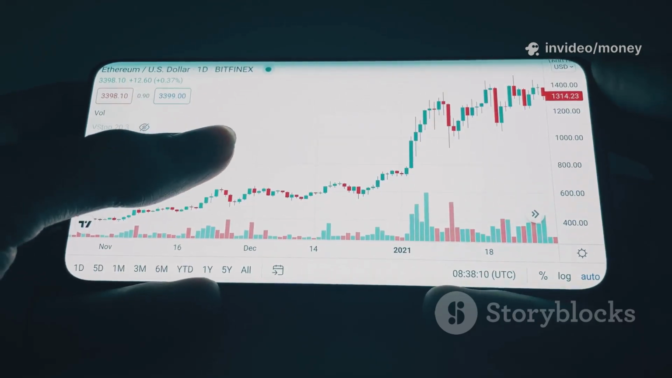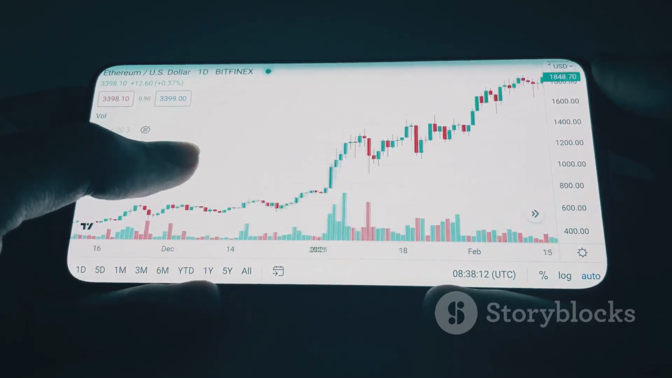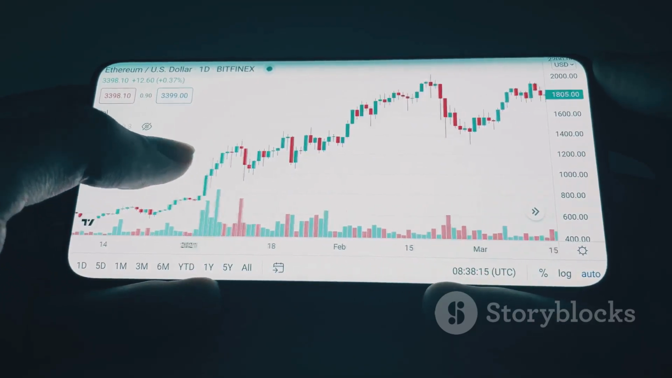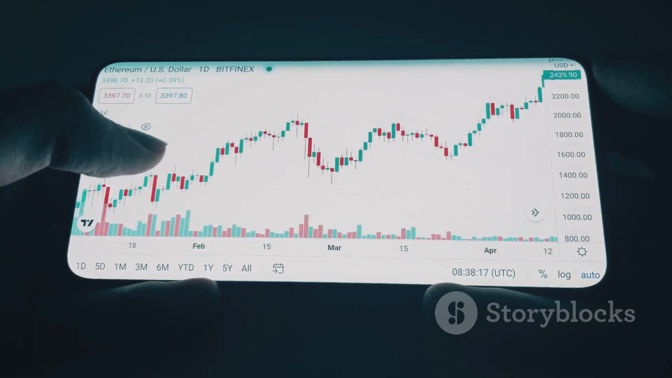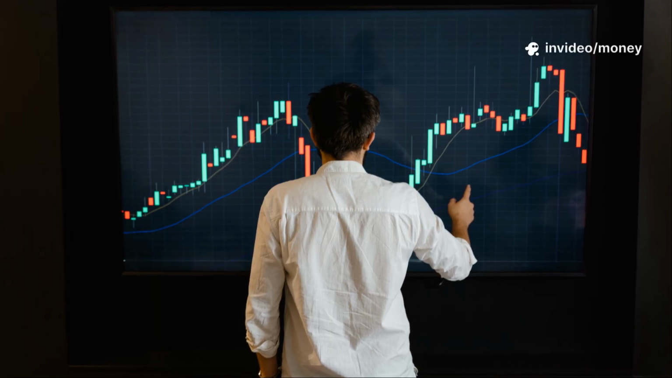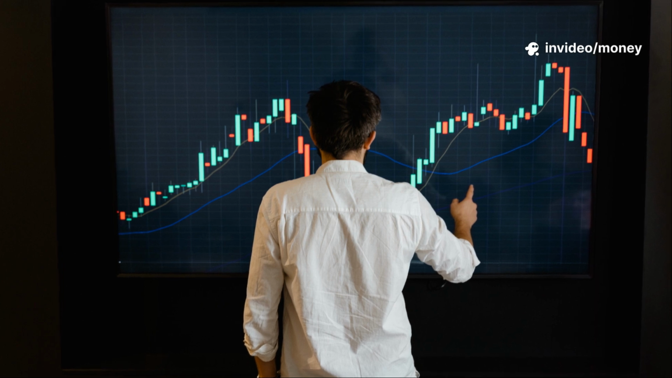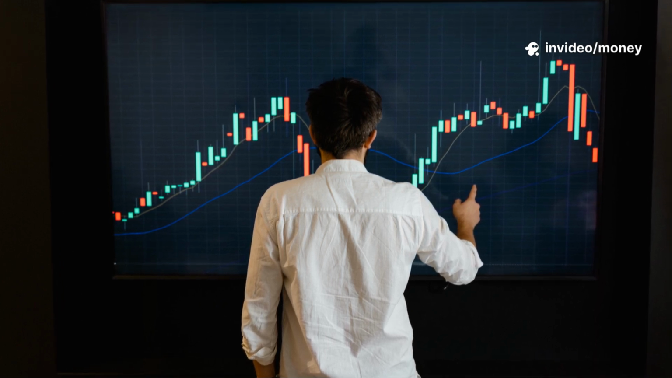An alternative, more aggressive entry is to buy near the lower support line of a bull flag or sell near the upper resistance line of a bear flag. This offers a better entry price but carries a higher risk of the pattern failing before a breakout occurs.